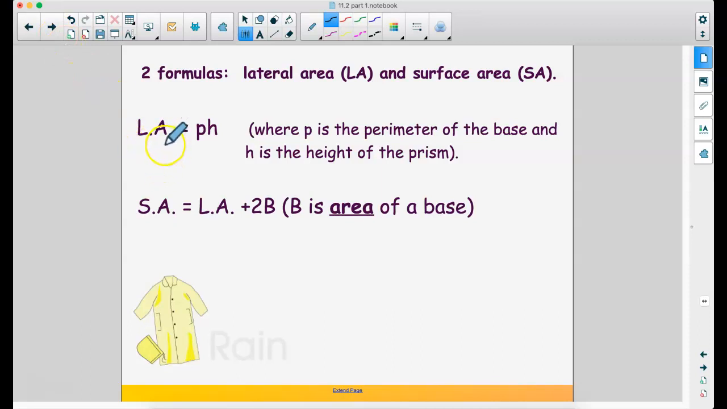So LA, or lateral area, is the perimeter of the base, and you multiply that times the height of the prism. So that's multiplication in between there. Okay? Surface area is the lateral area plus 2 times capital B. Now, capital B always stands for the area of one of the bases. So we're doing 2 times capital B, the area of the base. So the area of the shape that is the base, whether it's an octagon or a hexagon or a pentagon. So it's not just times the length of a side. This stands for an area of a whole shape.